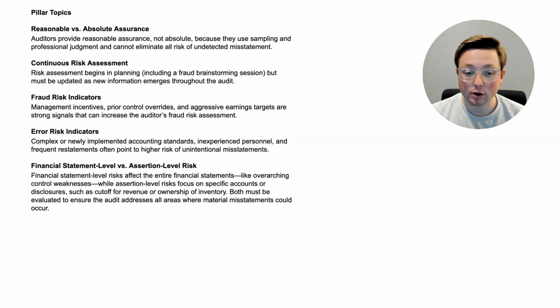And then let's talk about error risk indicators. Complex or newly implemented accounting standards, inexperienced personnel, and frequent restatements often point to higher risk of unintentional misstatements. And again, this all has to do with risk of material misstatement. These are the things that you want to be looking for.